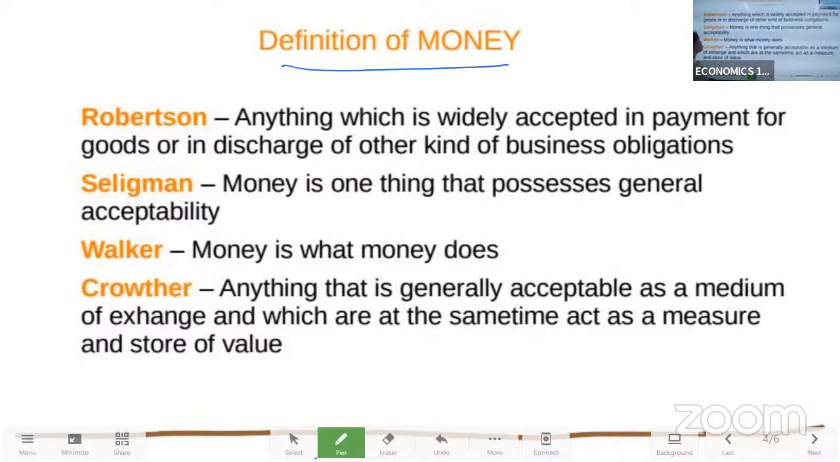Next, we have another definition, which was given by Seligman. Let's see how Seligman defined money. Money is one thing that possesses general acceptability. Generally accepted means everyone accepts it, so no one should reject it. Everywhere, all persons should accept it. If it is accepted everywhere, then it is money. The thing which everyone accepts is called money, according to Seligman.